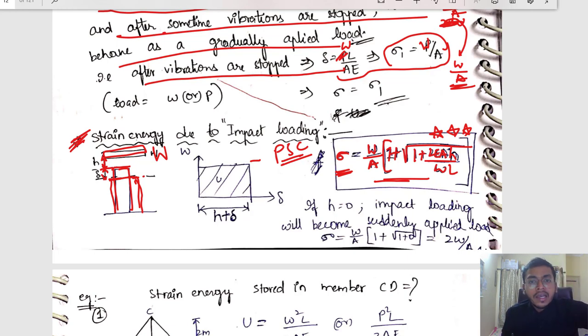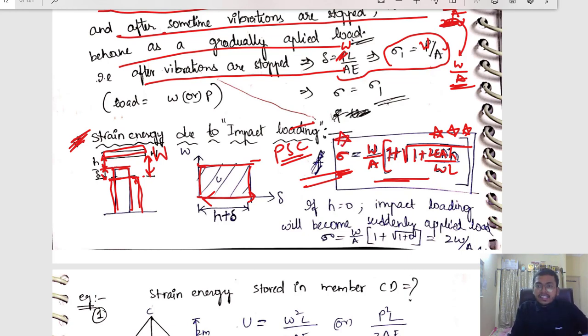Basically the strain energy due to impact loading we don't calculate much, but it is very simple. The load W is constant, you are not increasing or decreasing it. And what is the deflection? The total deflection will be height plus delta. So you have to take height plus delta, and the area will give you the strain energy. That's it. But the most important thing in this is the formula for sigma because of the impact loading.